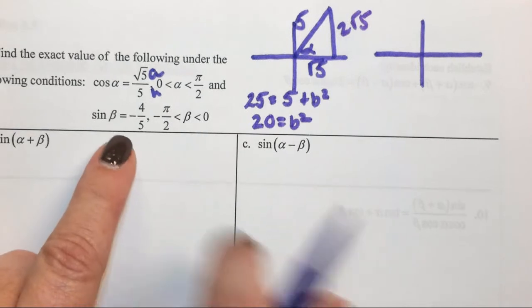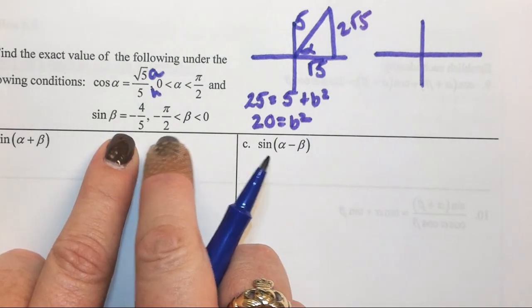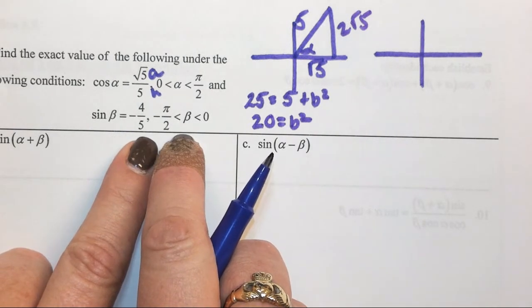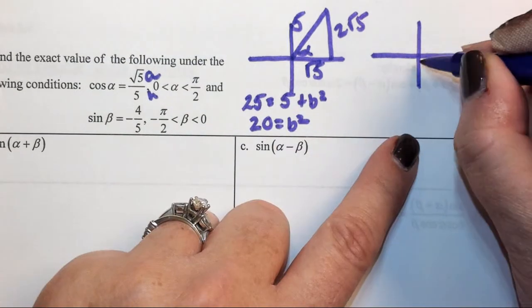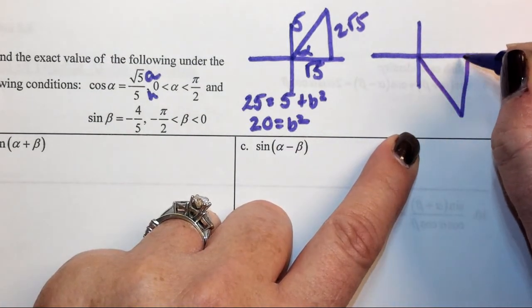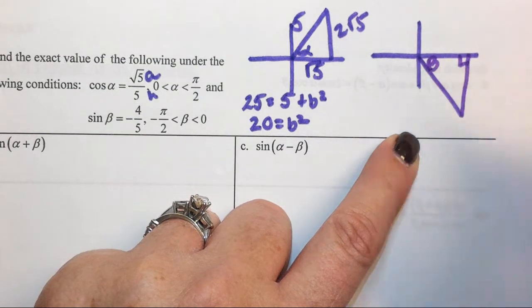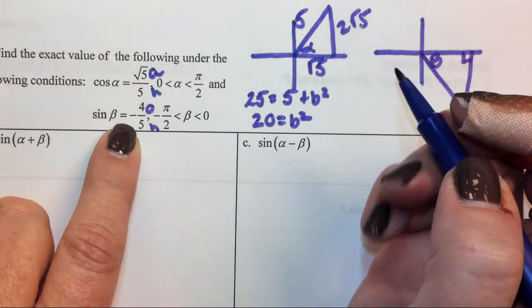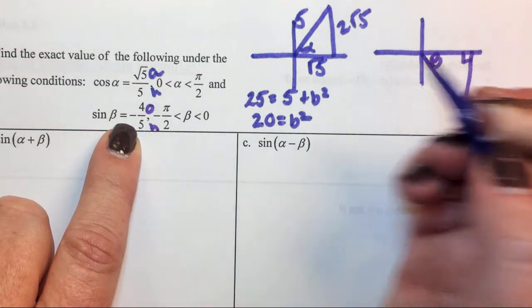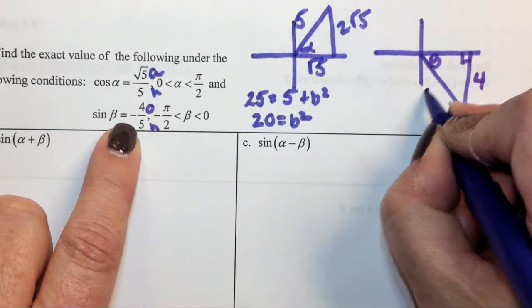Okay? Now look at what I know about beta. Beta is located between negative pi over 2 and 0. So what quadrant is between negative pi over 2 and 0? What quadrant am I in? 4. So now I'm going to draw my beta triangle. Going back to SOHCAHTOA, sine represents the opposite over hypotenuse. So my opposite side is 4, my hypotenuse is 5.